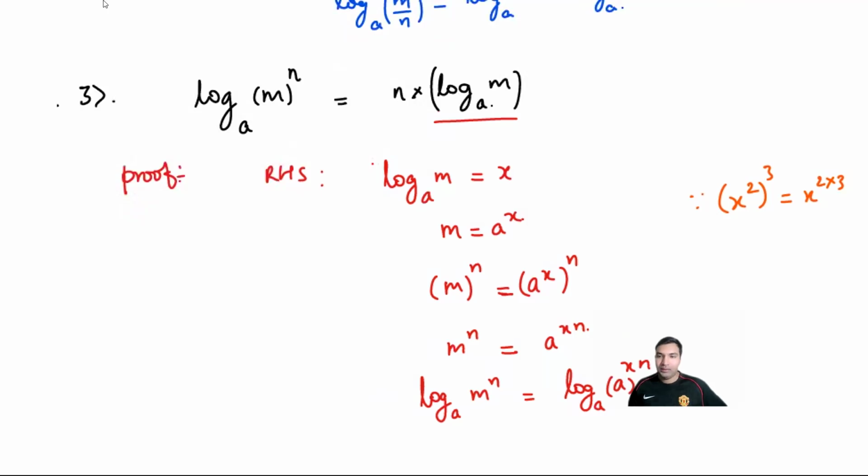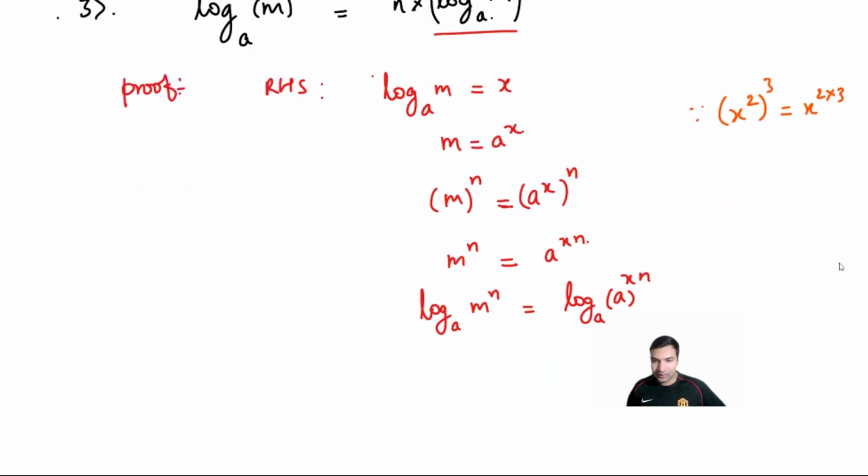Correct? Now, what will happen to the right hand side? What power of a is a to the power xn? Since we know that log of 2 to the power 2 to the base 2 is nothing but 2, right? 2 to the power 2 is only 2 to the power 2. So this becomes xn. What power of base a is a to the power xn? So xn, isn't it? And I can write the LHS and RHS as it is.